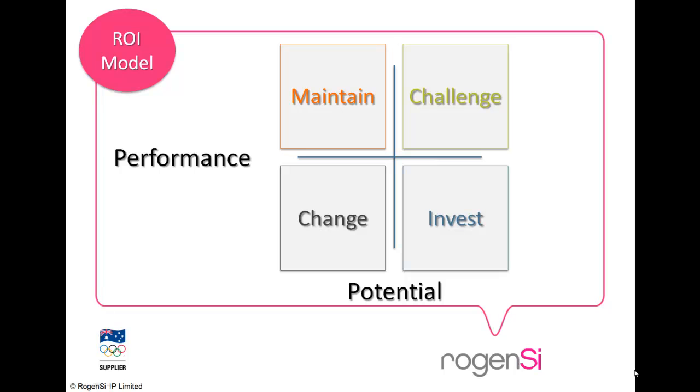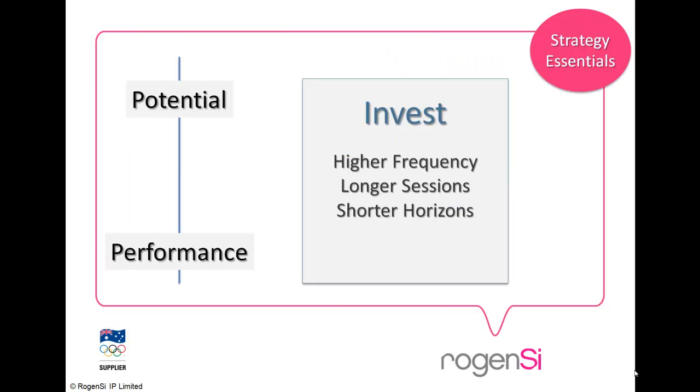So let's take a look at the details in the first coaching strategy, which is invest. As a reminder, invest is when potential is high but performance is low. Invest people really respond to having higher frequency contact. That means they want to see you more often. When you are seeing them, those sessions need to be longer. There'll be a lot of teaching to do, a lot of showing people how to do things, and you're just going to need more time to do that. And when we think about how far out we're planning, those horizons should be shorter. I'd be thinking about what happens in the next week, the next month, that sort of thing.